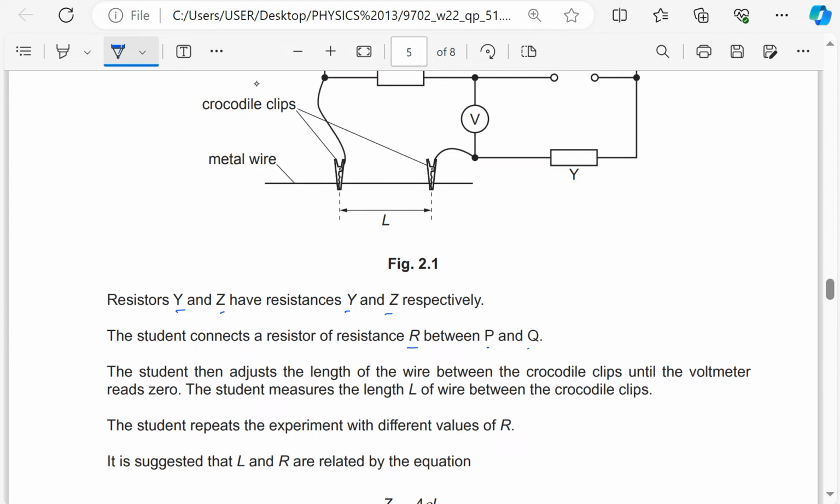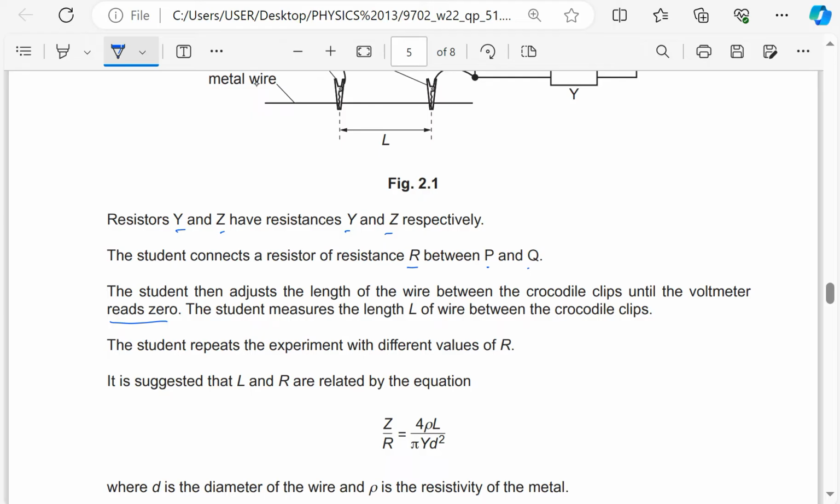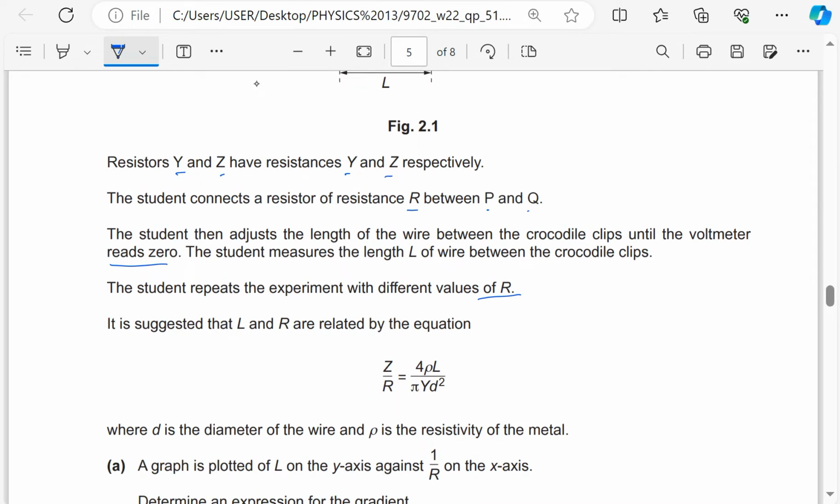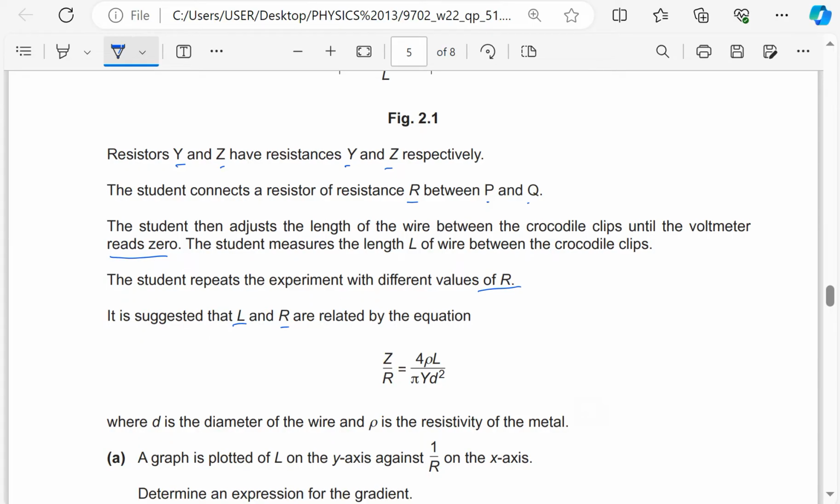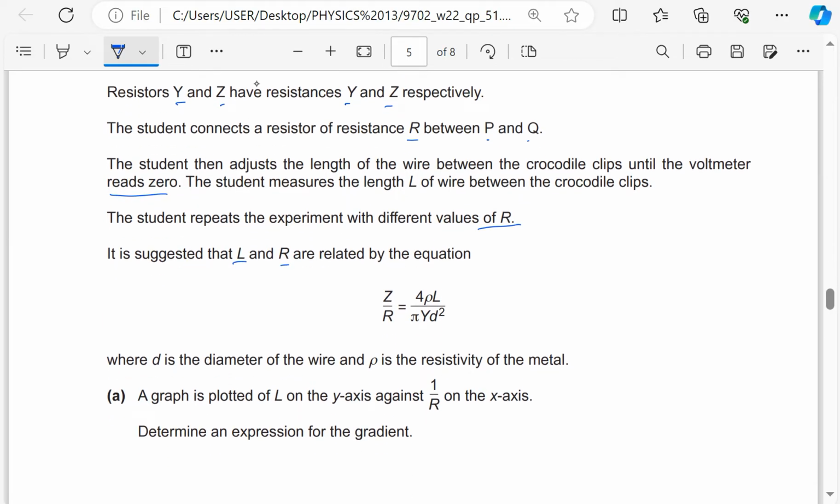The student then adjusts the length of the wire between the crocodile clips until the voltmeter reads 0. The student measures the length L of the wire between the crocodile clips, and repeats the experiment with different values of R. It is suggested that L and R are related by this expression, where D is the diameter of the wire and ρ is the resistivity of the metal. A graph is plotted of L against 1 over R. That's where the exam starts from.